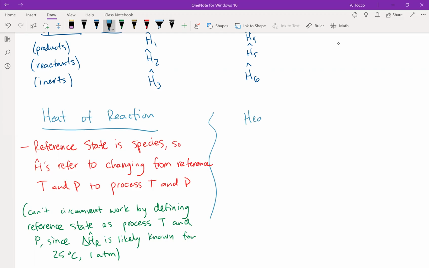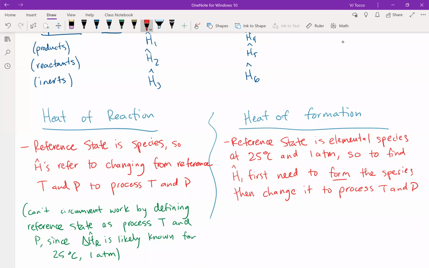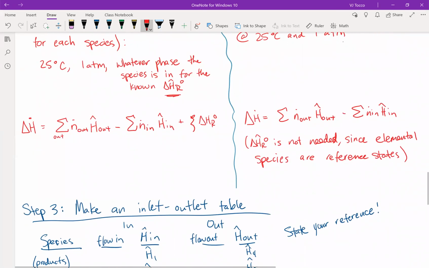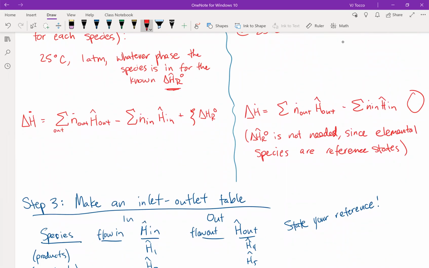For the other side, for the heat of formation, remember my reference state now is elemental species at 25 C in 1 atmosphere. What this means is that in order to find the H hats, I first need to form the species and then change it to process temperature and pressure. So this is another reason why I don't have to take into account the heat of reaction in this formula. It's missing because it's built in to what these H hats are, or it's already factored in when I'm calculating the individual H hats for each species.